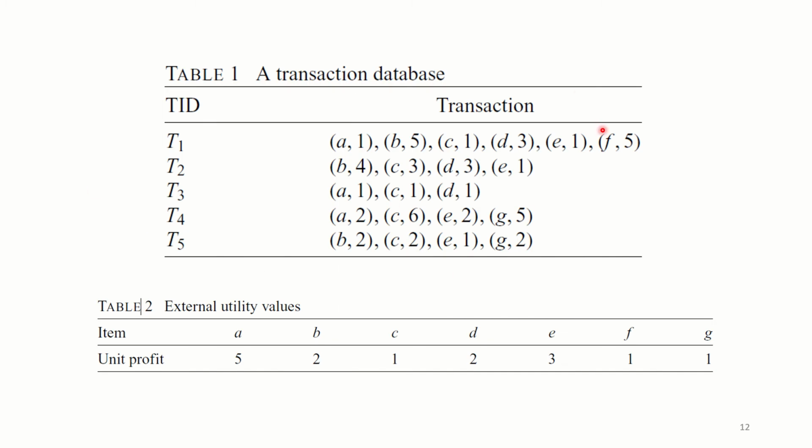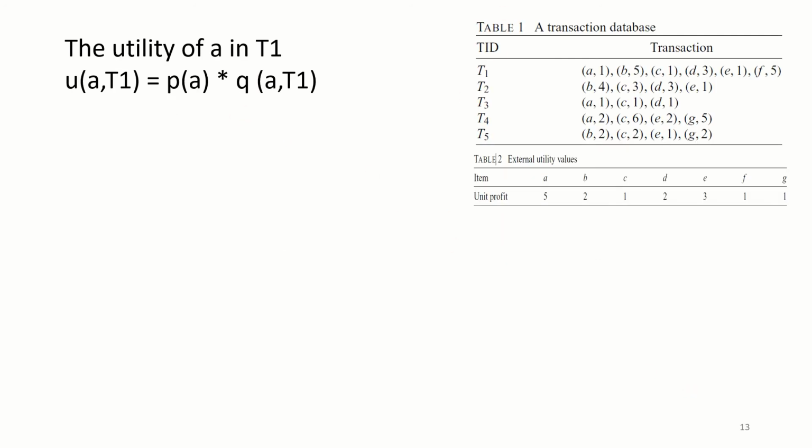Suppose we have a table like this. It shows the transactions, and this is another table. It shows the profit of each item. So from this table, we can find the utility of A in transaction 1.